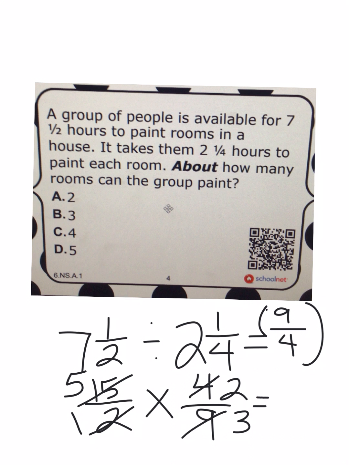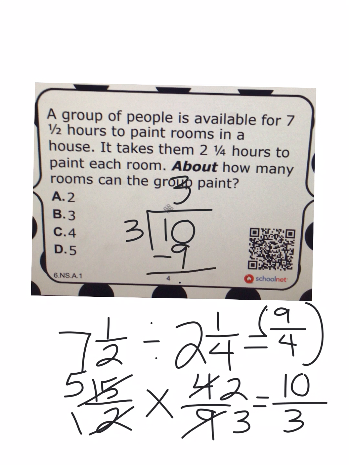When I multiply straight across, I'm going to get 5 times 2 is 10. 1 times 3 is 3. But I don't have that for an answer. My answer is not 10/3, but what I need to do is practice taking 10/3 and making it into a mixed number. I'm just going to show how that happens. 3 will go into 10 3 times. The remainder is 1. So my exact answer is 3 1/3.